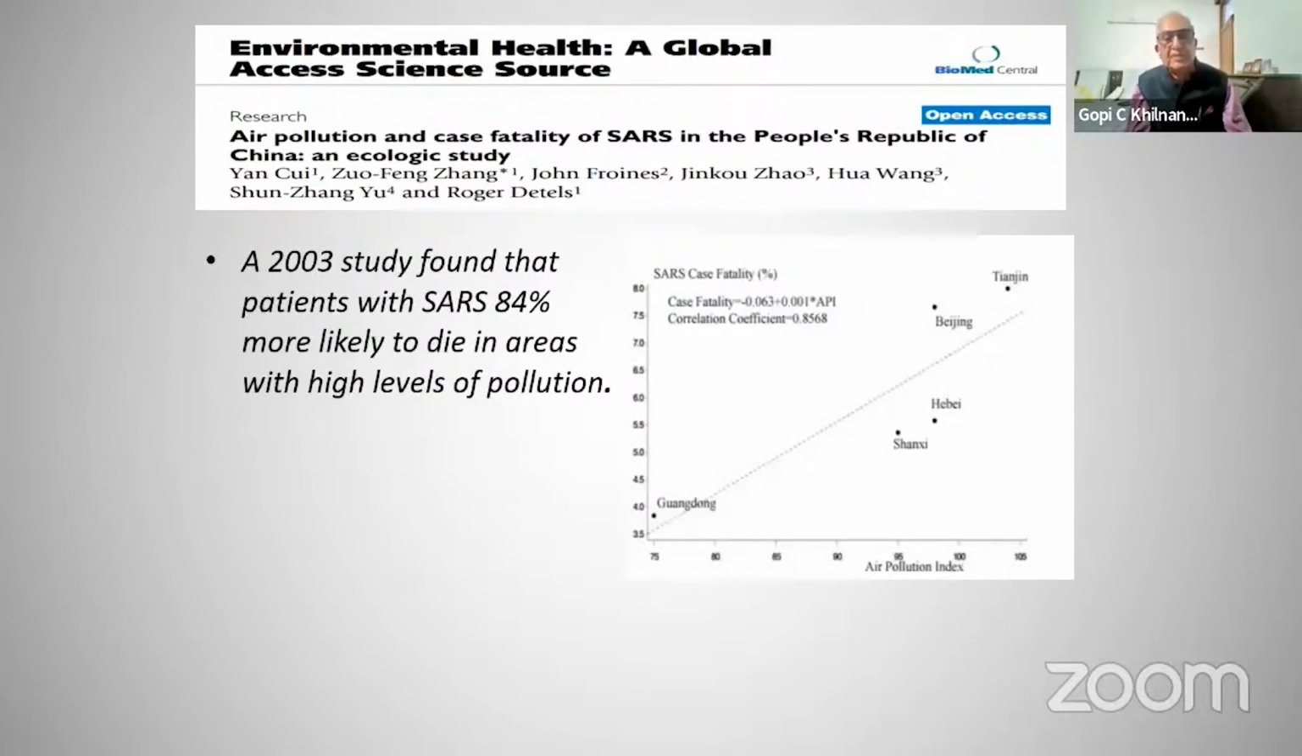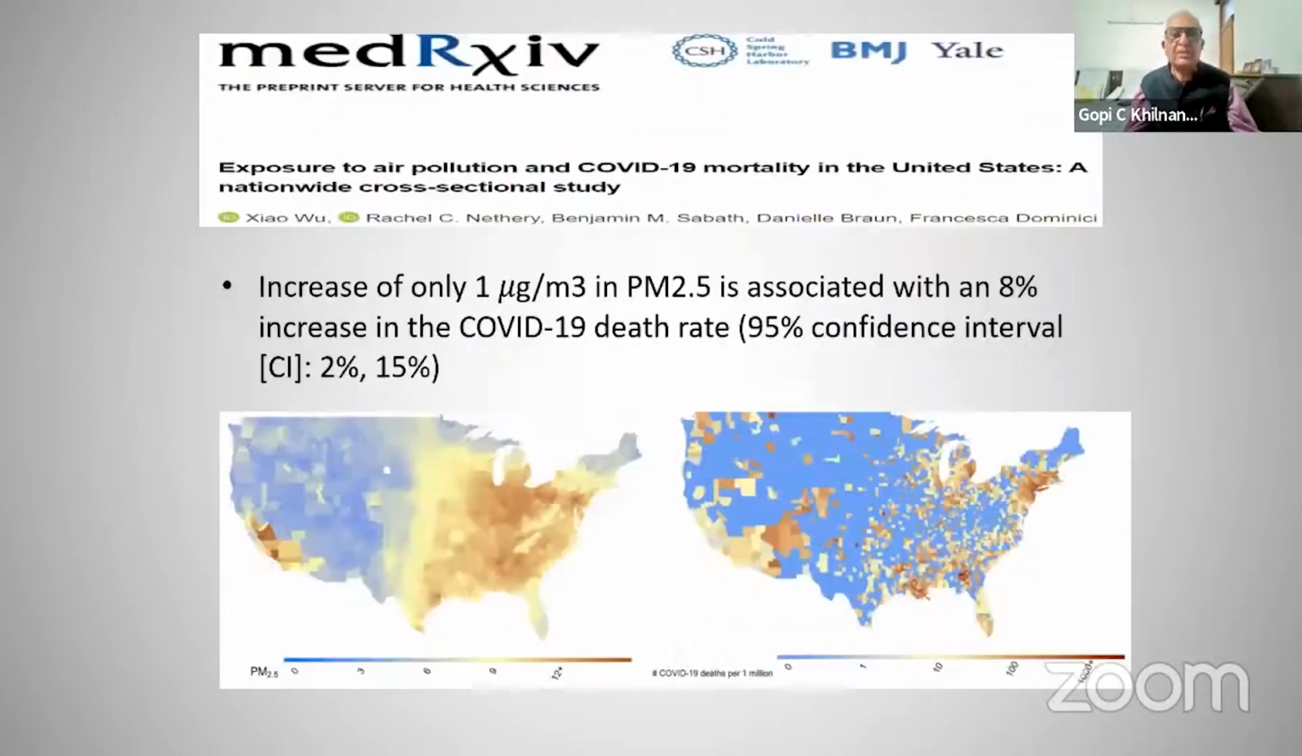Even in 2003, with SARS, patients were 84% more likely to die in areas of air pollution. The same we saw in northern Italy also. I'll quickly go through it as my time is coming up. And there was a 1 microgram increase in PM2.5 associated with an 8% increase in COVID-19 mortality.